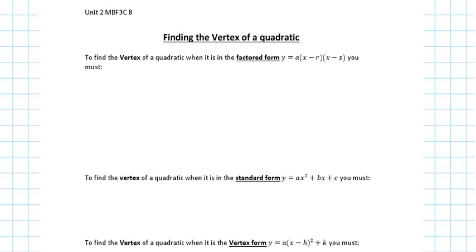Okay, so we are going to put everything together today, and then we're going to try to look at all three different types of quadratic, and when do we use what, and can we find information if I know, for example, the factored form, or how can I find information if I know the standard form, and so on and so forth. So we're going to look at the whole picture.